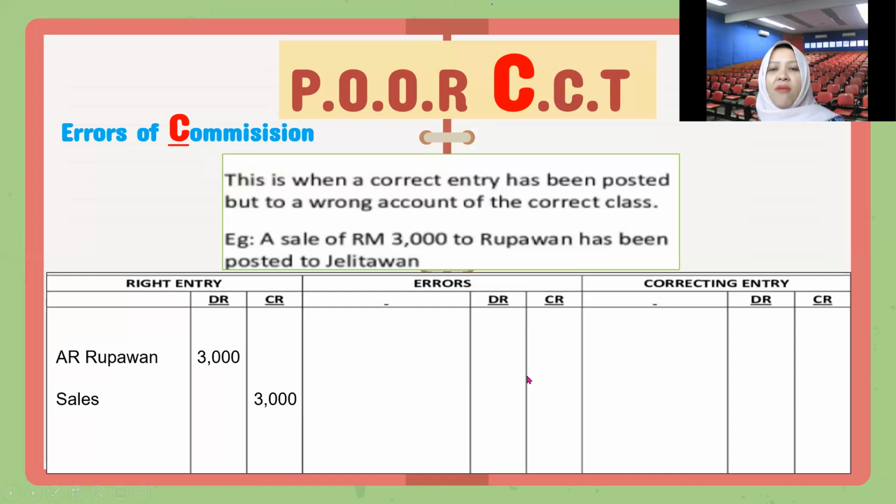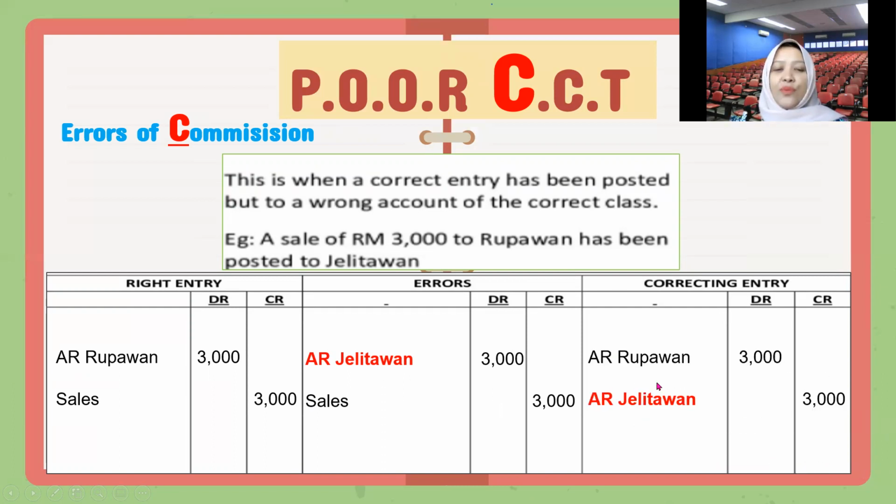But you have recorded it wrongly. You put it under Jelitawan instead of Rupawan. Okay, both are pretty. Rupawan, Jelitawan. So how to do the correction is, you have to do some adjustment. You take out this error, so instead of debit, you put it on the credit side. You take it out, and then you put the right entry here, which is Rupawan. Okay, next.